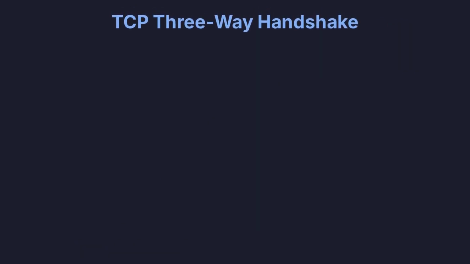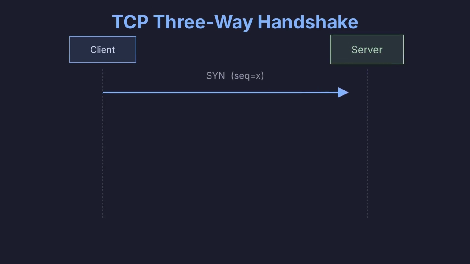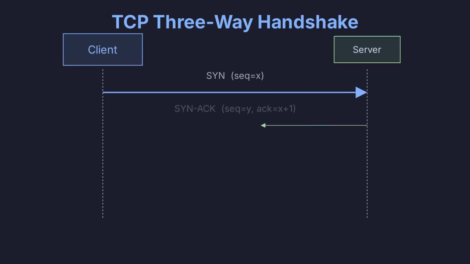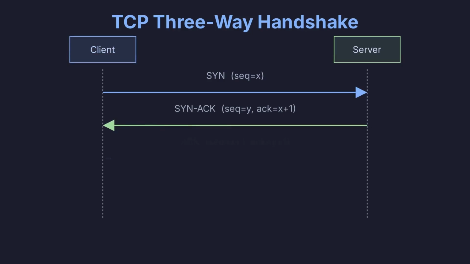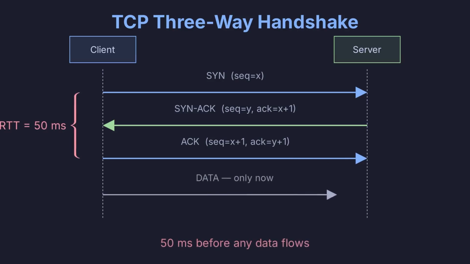TCP starts with a three-way handshake. The client picks an initial sequence number and sends a SYN packet. The server replies with SYN ACK, acknowledging the client's number and offering its own. The client then sends an ACK, and only then can it send data. That exchange takes exactly one round-trip time between client and server. For a typical 50 millisecond RTT, you're 50 milliseconds in before you even think about encryption.